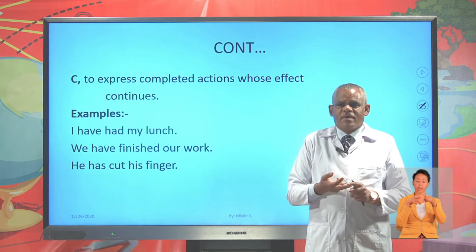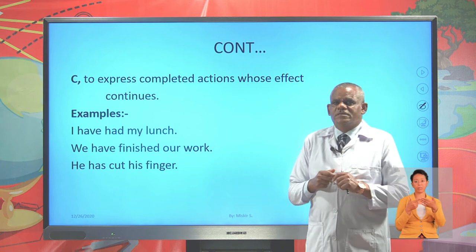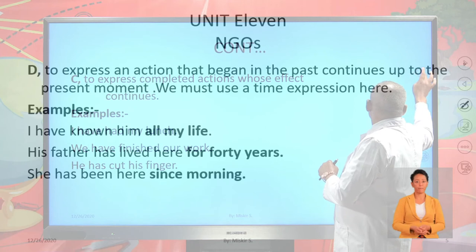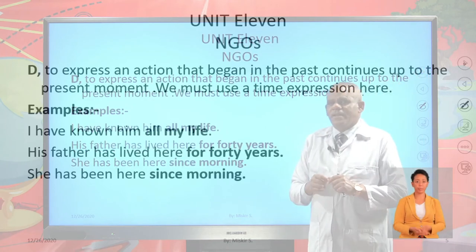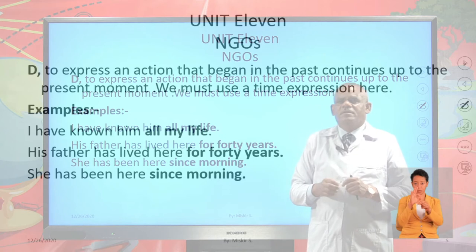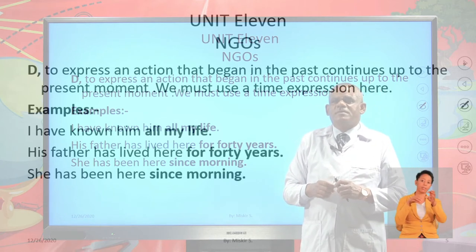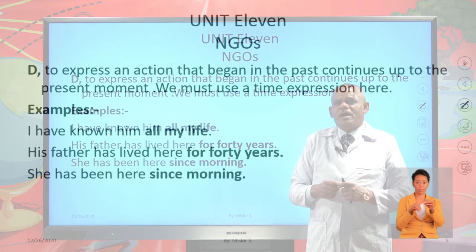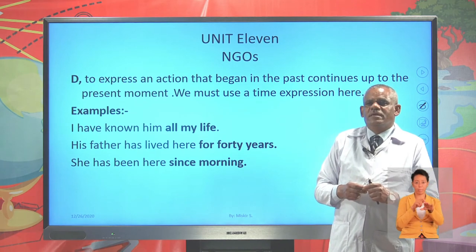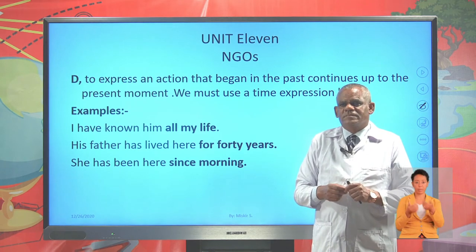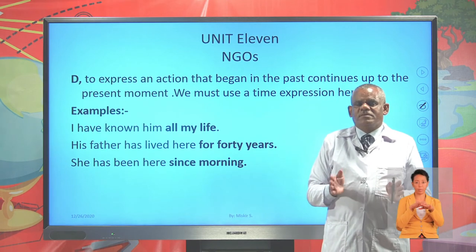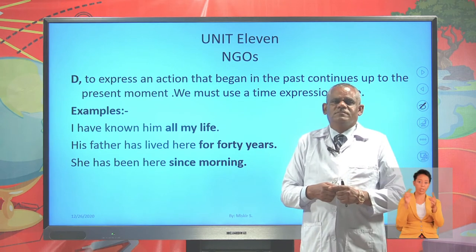Cutting with something. So, this is the third function of present perfect tense. Good. And the last function of present perfect tense is to express an action that began in the past and continues up to now, the present moment. We must use a time expression here. In such a case, I'm sure everybody knows about since and for.